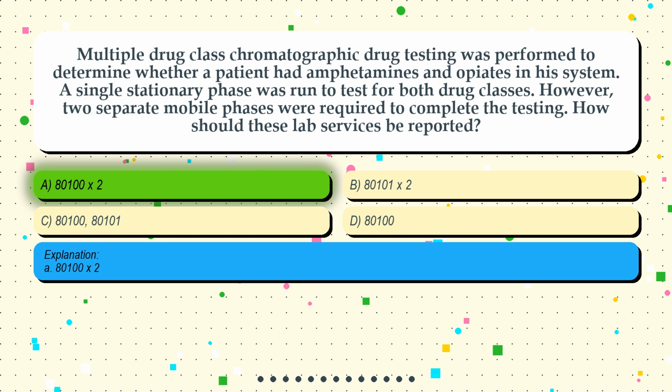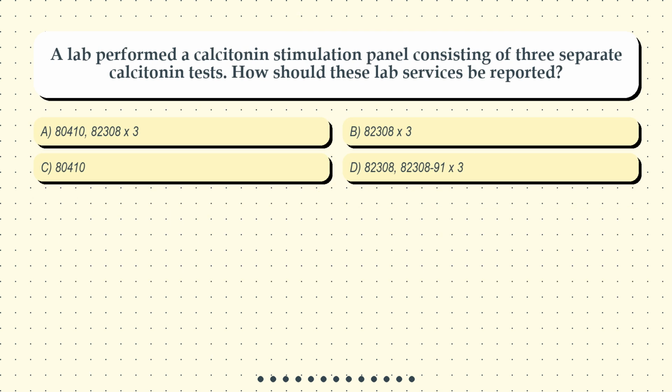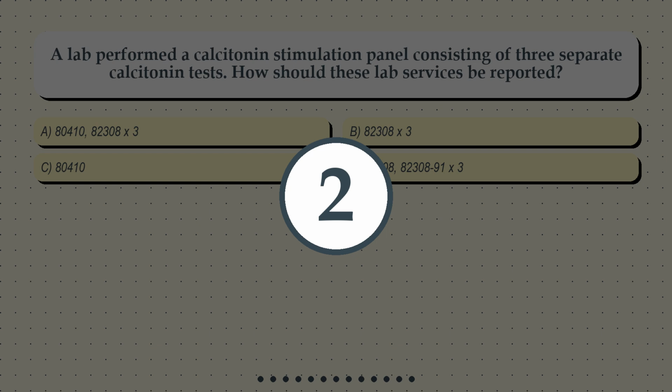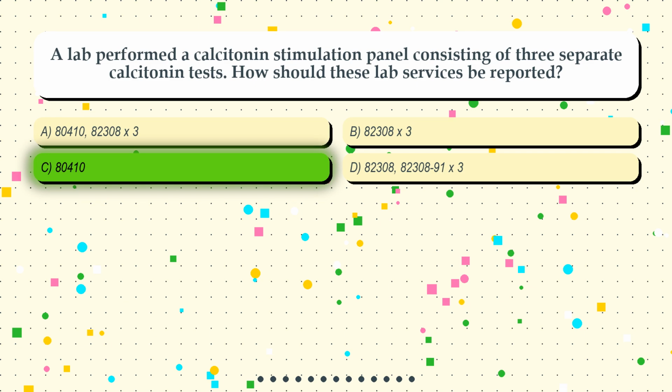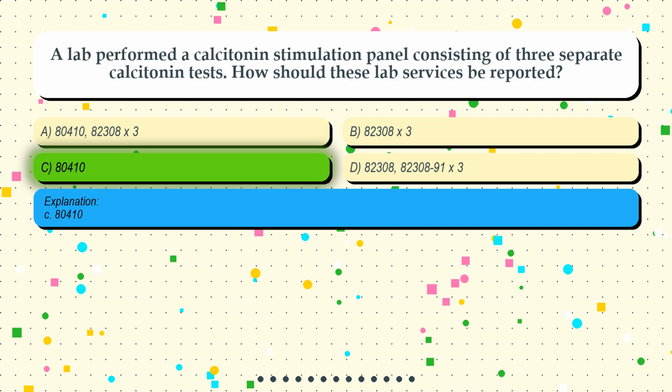Question 6. A lab performed a calcitonin stimulation panel consisting of 3 separate calcitonin tests. How should these lab services be reported? Option A, 80410, 82308x3. Option B, 82308x3. Option C, 80410. Option D, 82308, 82308-91x3. The correct answer is option C, 80410.